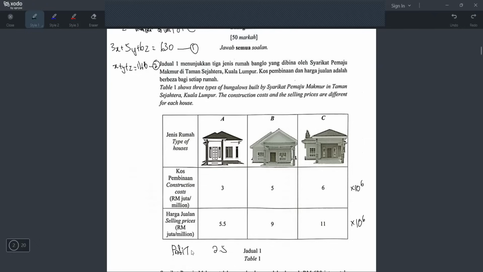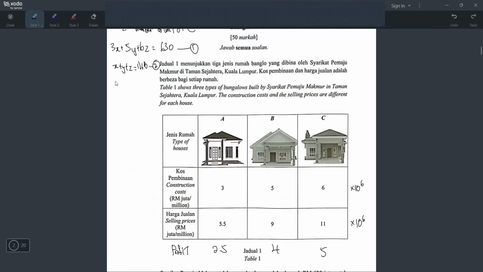But to be more specific, it's 2.5 million, right? But you can ignore the million, because everything is in million. That's why we can cancel it all together. Okay, and then for this, you take 9 minus 5, which is 4 million, and then 11 minus 6, which is 5. So these are the profits, right? So you understand why you have to minus. Because, for example, if you sell for 5.5 million, but the cost used to build is 3 million, the profit earned is only 2.5, right? Because this one you minus.